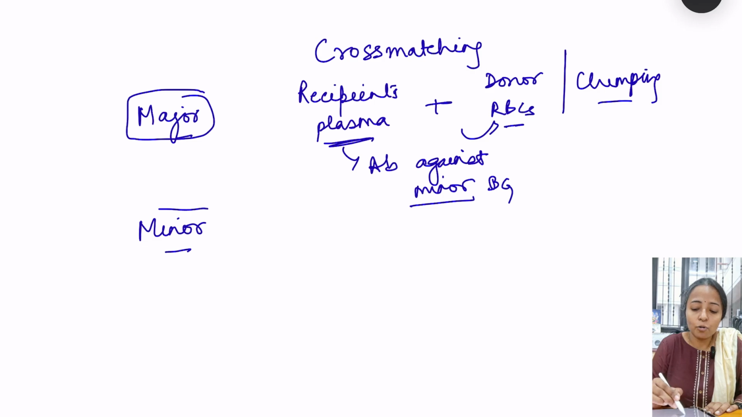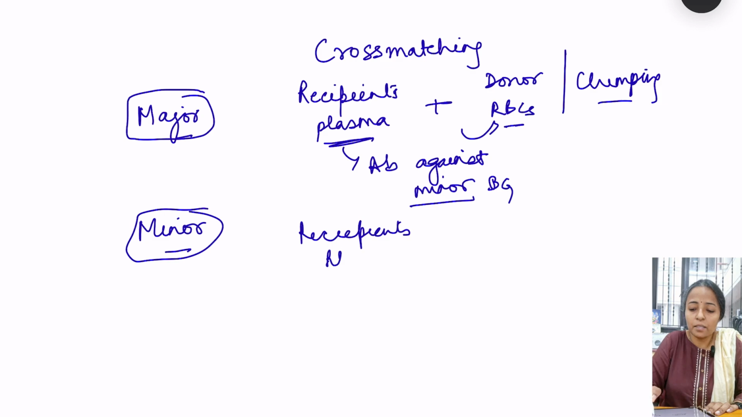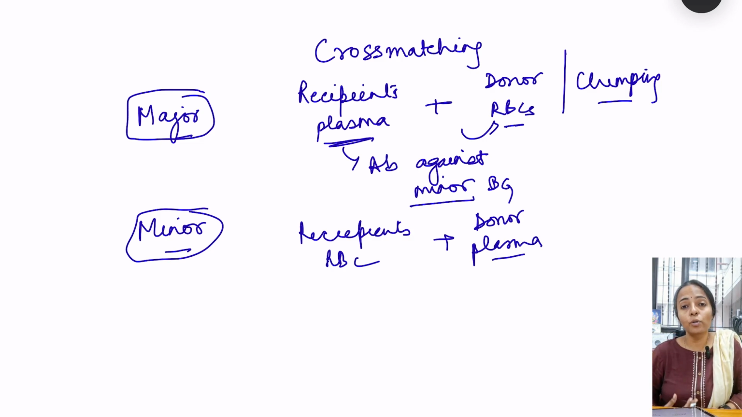Then minor cross matching, we do the opposite, that is recipient's RBCs plus donor plasma. Do you think it will be important? No, not important, because again donor antibodies will get diluted in the recipient's blood. So cross matching is also done before the blood transfusion.